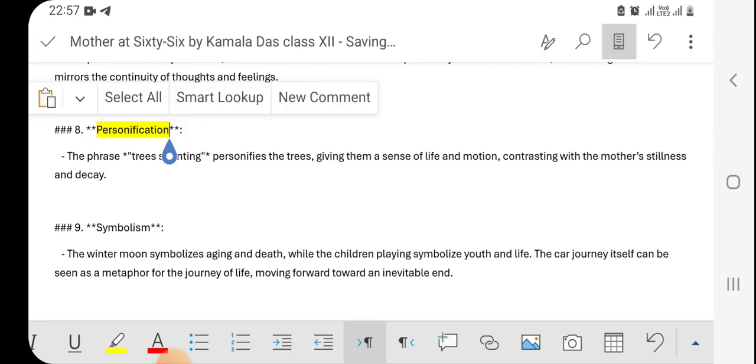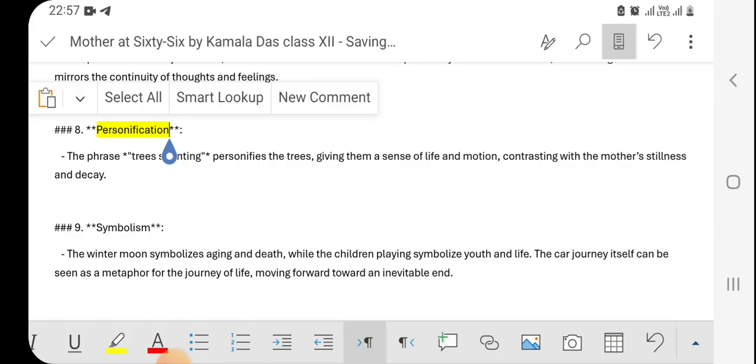So, personification, as you can see, trees are non living things, but here the motion or quality, sprinting, is a quality of a human being or a living thing, so it is given to trees. Similarly, we have in Daffodils, tossing their heads merrily. That line is from Daffodils or I Wandered Lonely as a Cloud, a poem by William Wordsworth. There we can find that line.